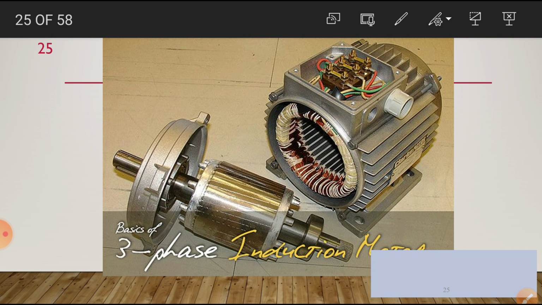We are going to learn in this class a very interesting topic: the open circuit test and short circuit test, which we have done on a single phase transformer. Similarly, we are going to conduct the no load test and short circuit test on a 3-phase induction motor.